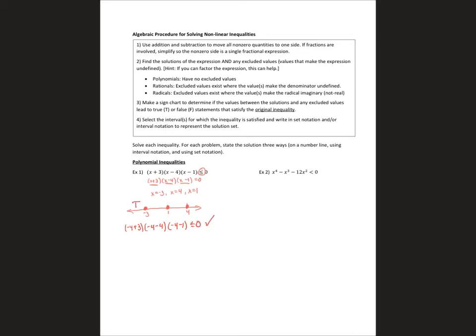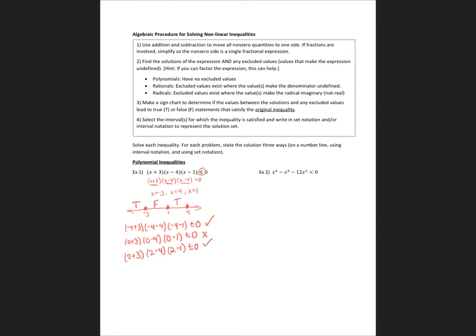Now let's pick a point in between the interval of negative 3 and 1. Maybe I pick 0. 0 plus 3 times 0 minus 4 times 0 minus 1 has to again be less than or equal to 0. And if I plug in 0 into that, I see that it is false. It does not satisfy that inequality. Now I've got to test the point between the interval of 1 to 4. Let's pick 2. So I get 2 plus 3 times 2 minus 4 times 2 minus 1 has to be less than or equal to 0. And that is true.